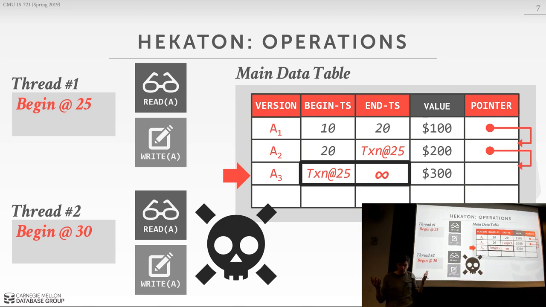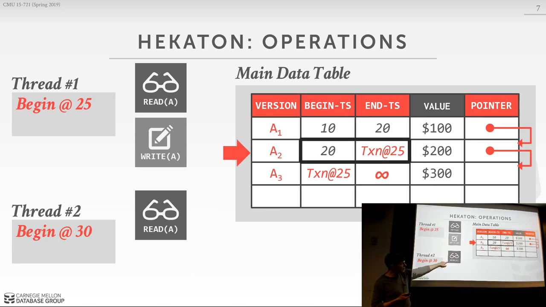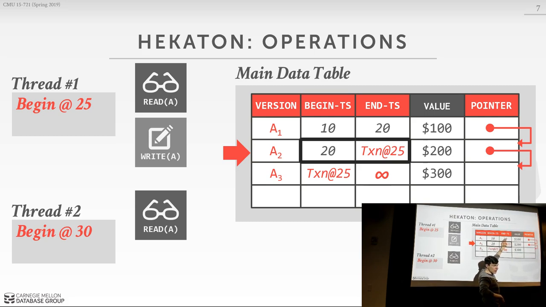All right, any questions at a high level of how we're doing transactions here? Yes? For the transaction that begins at timestamp 30, should he read version A2 or A3? At this point here, for read A? Yes, because 30 is between 20 and 25. It's not. 30 is after 25, right? The at sign is just me telling you that it's a flag in the first bit that says this is uncommitted. So we just treat this as a regular timestamp, 20 to 25.